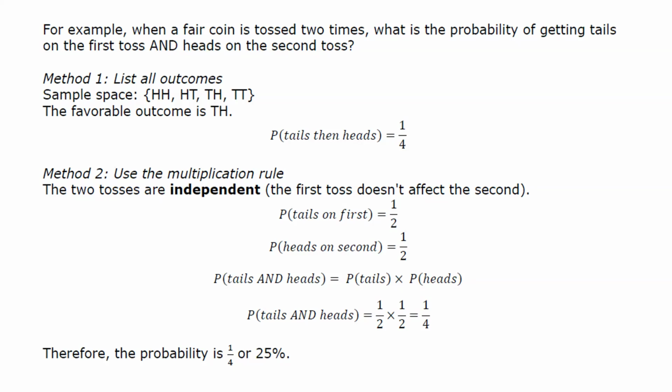Our second method is to use the multiplication rule. The 2 tosses are independent. The first toss doesn't affect the second because I get to restart with all of my potential results. So the probability of tails on the first is 1 out of 2, and for the second, heads is also 1 out of 2. So the probability of tails and heads is the probability of tails times the probability of heads. That's 1/2 times 1/2, which equals 1/4. Therefore, the probability is 1/4 or 25%.